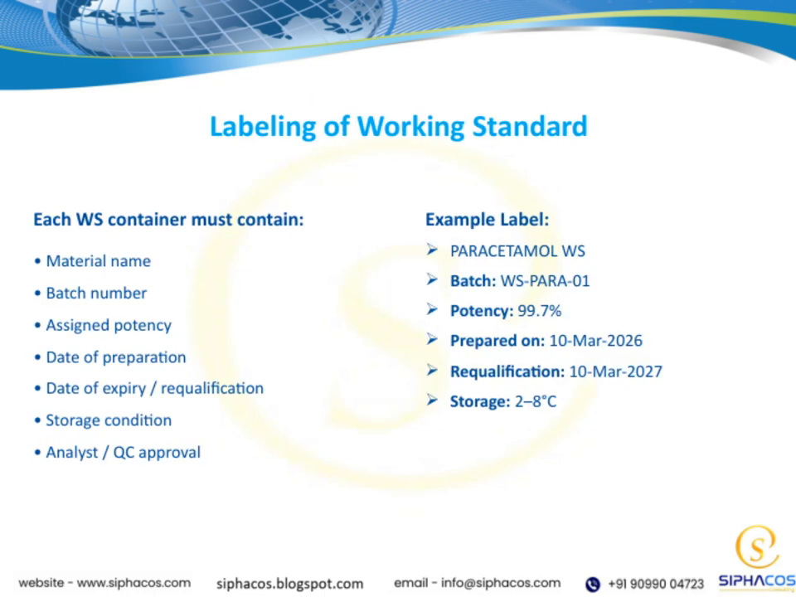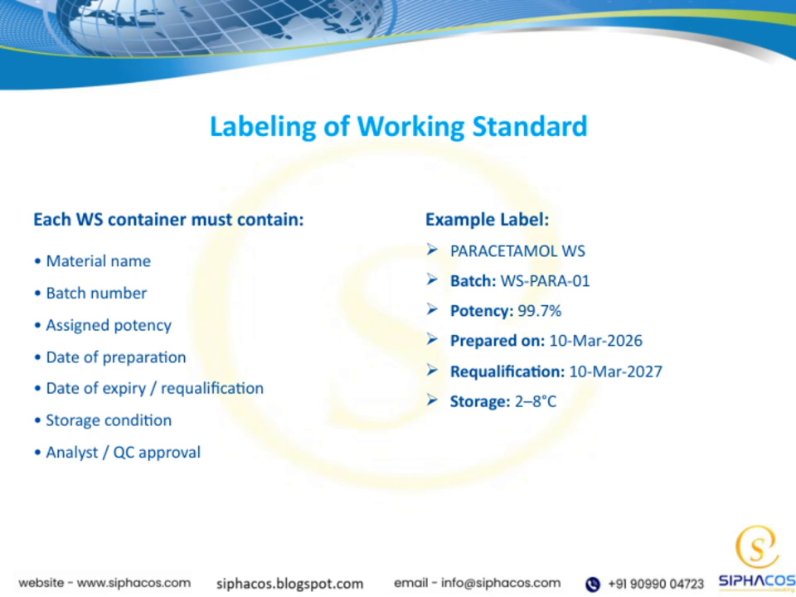Let's take a closer look at an example label for a working standard, specifically paracetamol WS. On the label, you'll see the batch number, in this case WS para 01, which helps us trace the specific production batch. The potency is listed at 99.7%, indicating the strength of this standard. The date it was prepared is 10th March 2026, and it has a requalification date of 10th March 2027, ensuring the standard remains valid over time. Storage conditions are clearly specified as 2 to 8 degrees Celsius, which is crucial to maintain its stability and integrity.